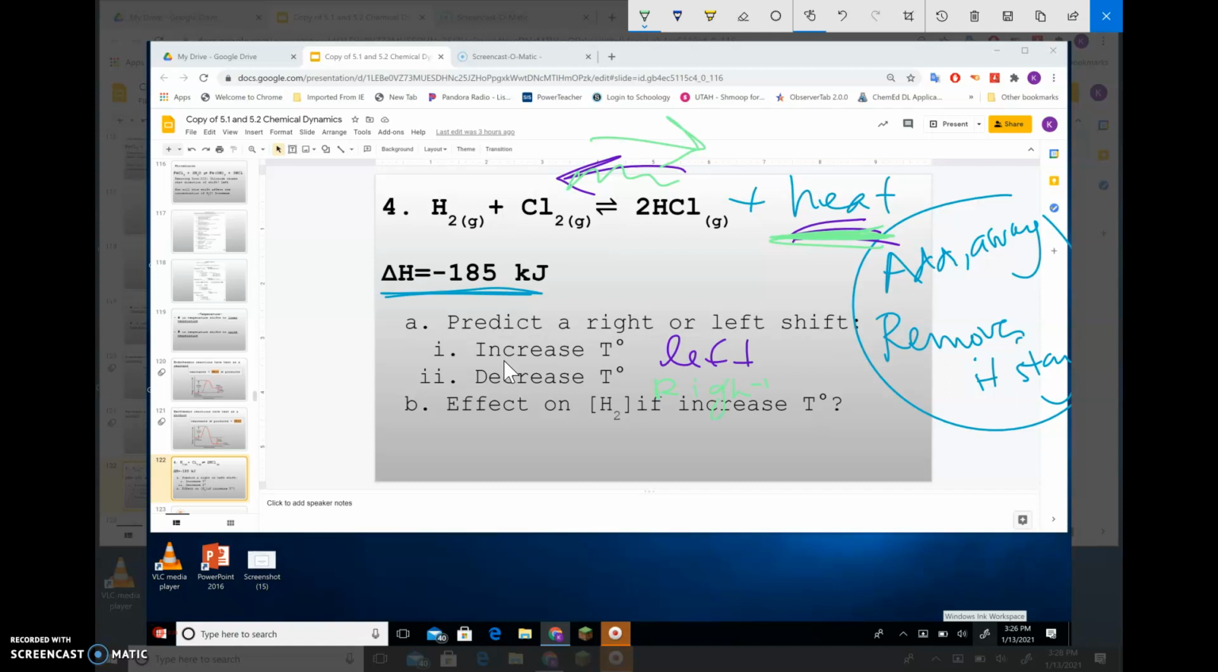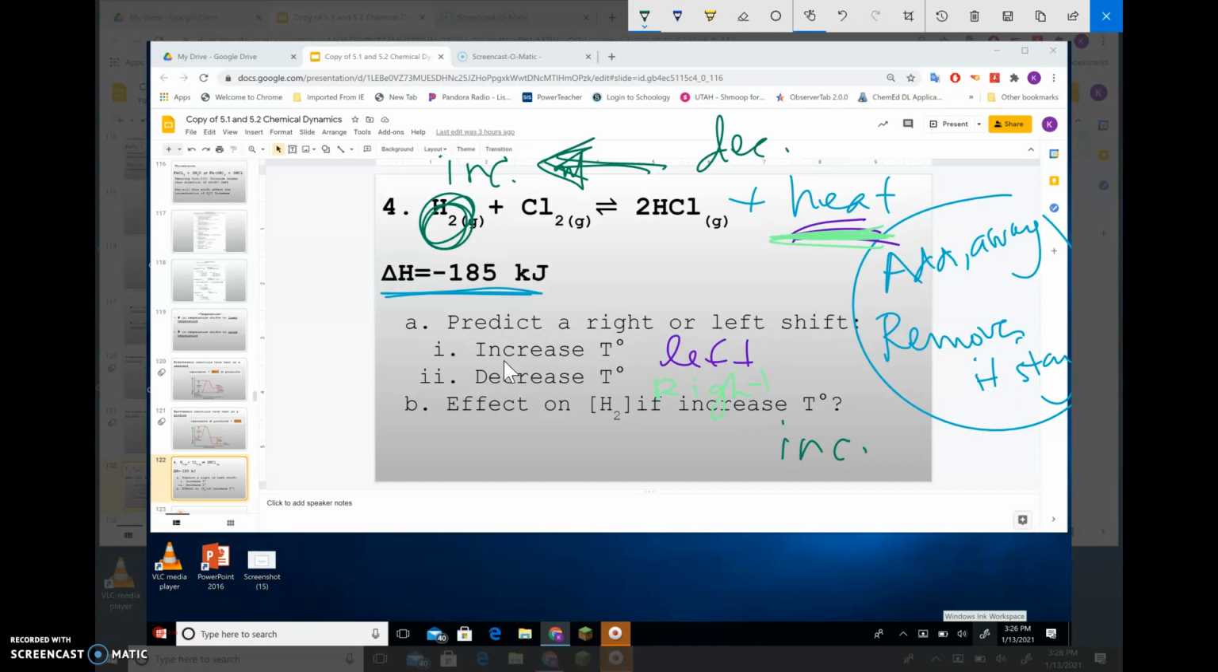Okay. And then B says, what effect on hydrogen if we increase the temperature? So we know that if we increase the temperature, it's going to shift to the left. This is all kind of messy. Let me erase some things. Okay. So right here, if we increase our temperature, it's going to shift to the opposite side. So now we're going to increase anything on that reactant side, decrease anything on that product side. So hydrogen is on the reactant side. Notice how it is in front of this arrow. So this means we're going to increase the amount of hydrogen produced.